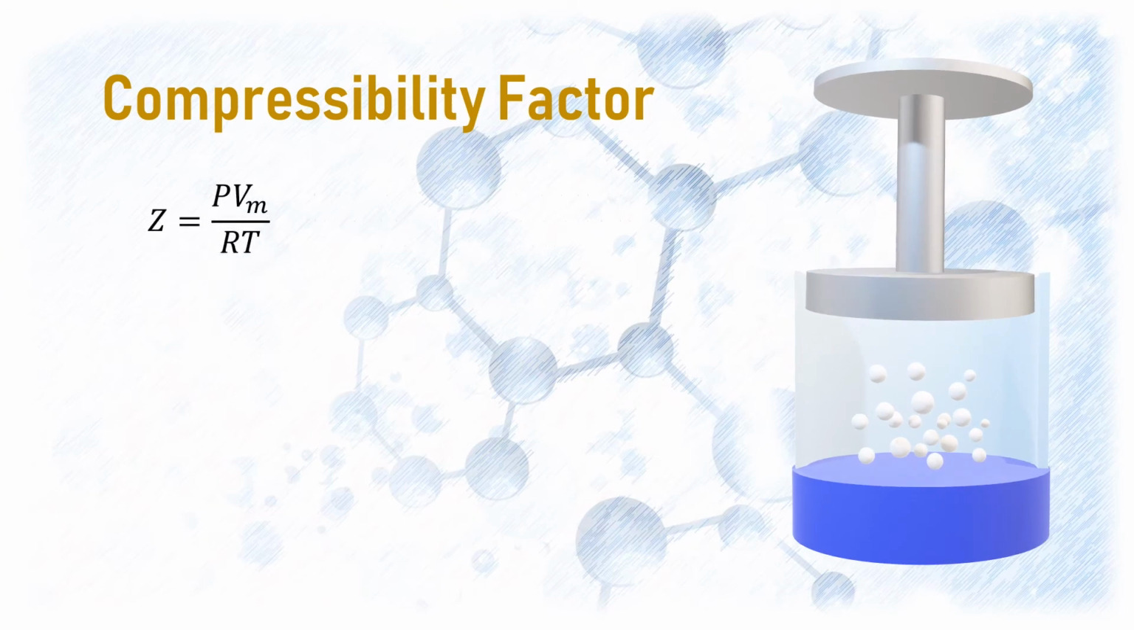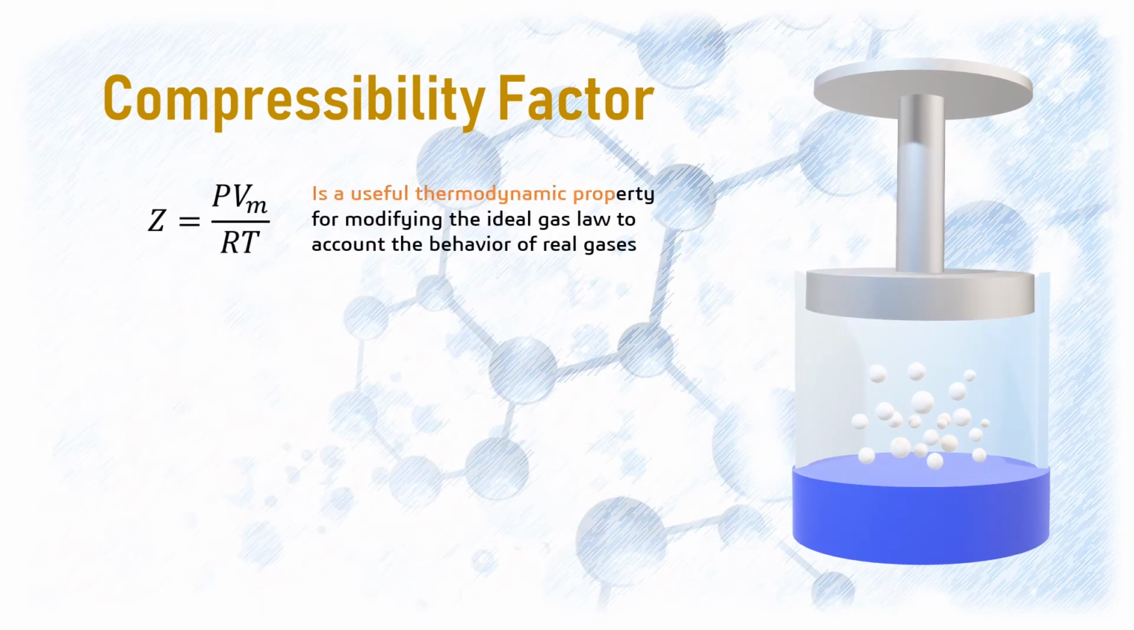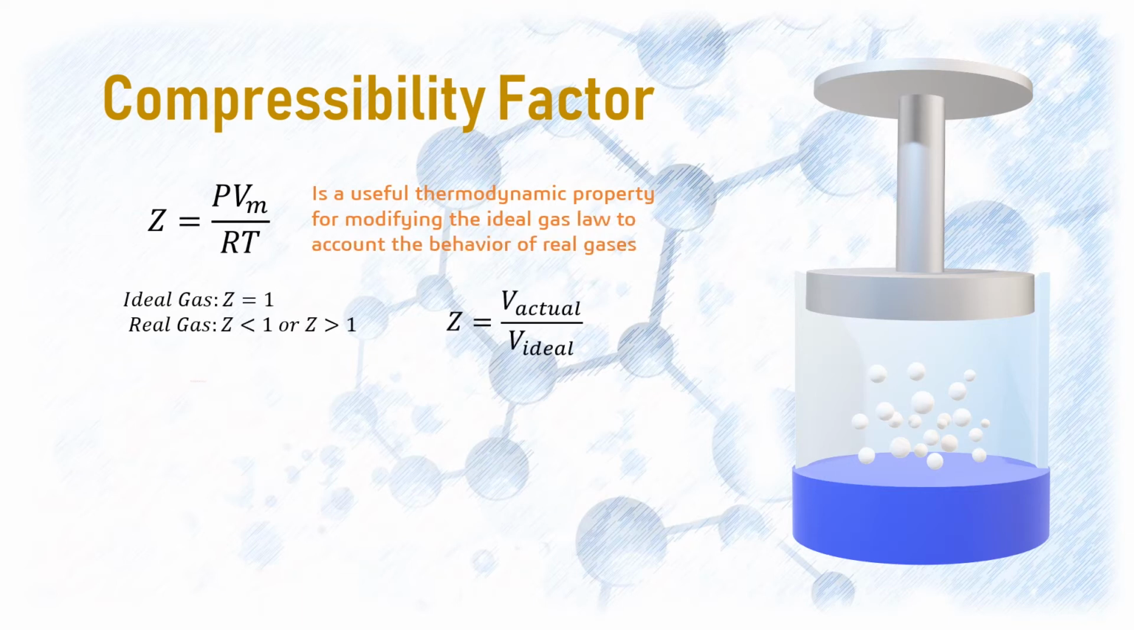Compressibility factor is a useful thermodynamic property for modifying the ideal gas law to account for the behavior of real gases. For an ideal gas, Z is equal to 1, while for a real gas, Z is either smaller than 1 or greater than 1.